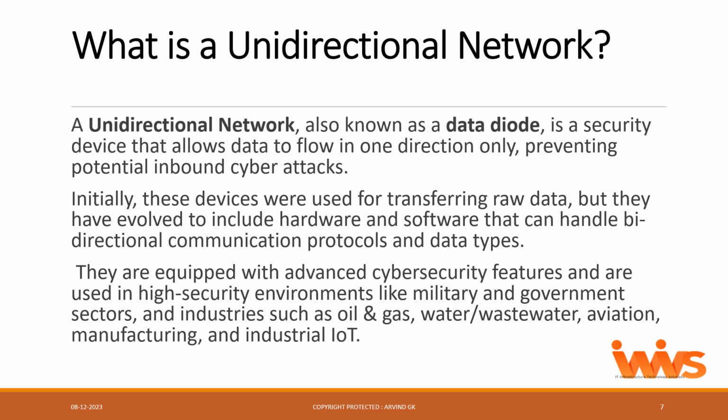So let's get into the subject. What is a unidirectional network? Unidirectional is also known as a data diode. We have seen the picture. Okay, it is a secure device. It's a physical device that allows data to flow in only one direction, preventing potential inbound attacks.